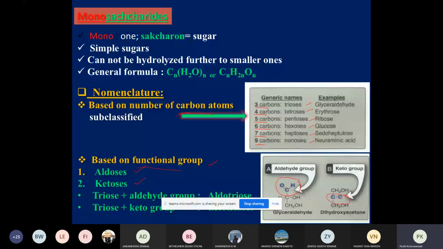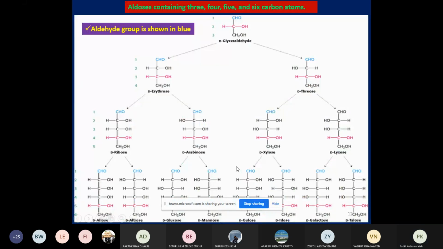If the sugar has 3 carbons and an aldehyde group, then it is known as an aldotriose. If the sugar has 3 carbons and a keto functional group, then it is known as a ketotriose. And you can see here we have several trioses, tetroses, pentoses, and hexoses.